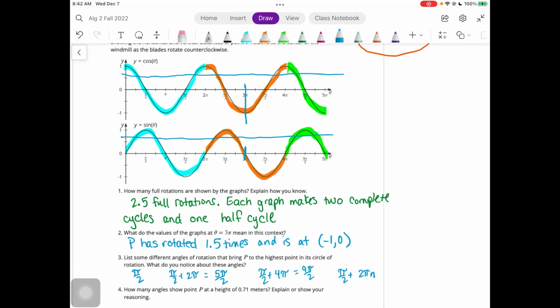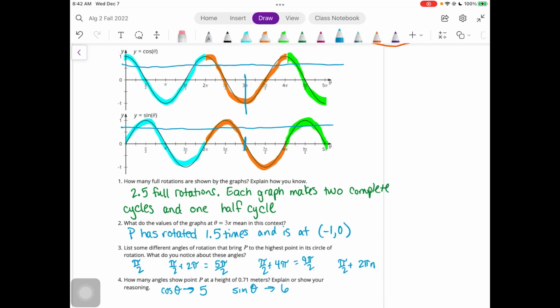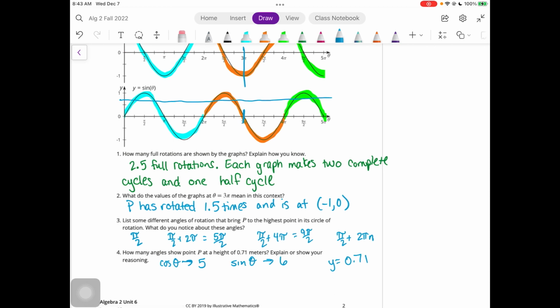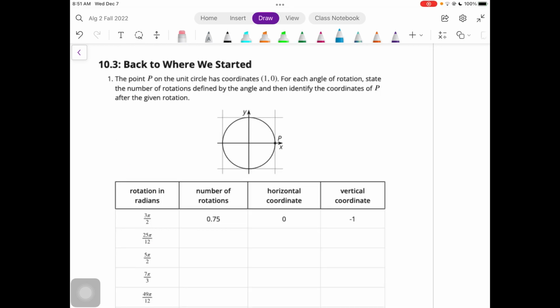But for cosine, we had, I don't want to put equals because it doesn't equal, 5 of them, but at sine, because we only went to 5 pi, there were 6. And so again, you can show your reasoning by drawing that horizontal line to see where the intersection points are. If you are asked to explain or show, then you need to do that in that problem. So you can look and see where the horizontal line y equals 0.71 intersects y equals sine of theta or y equals cosine of theta, depending on which one you're talking about there.